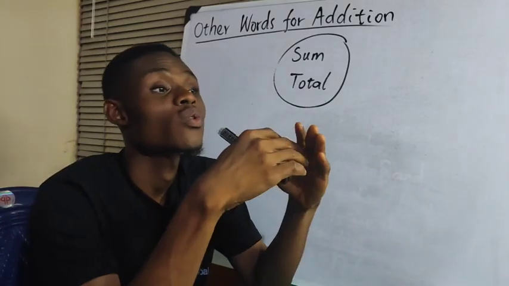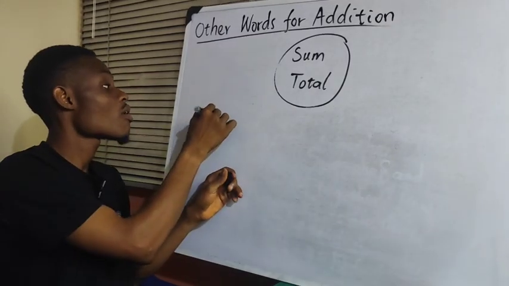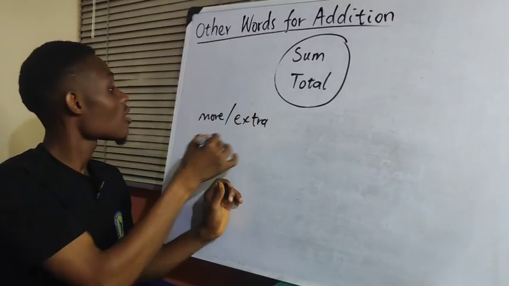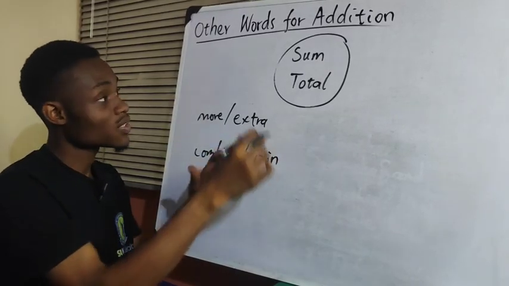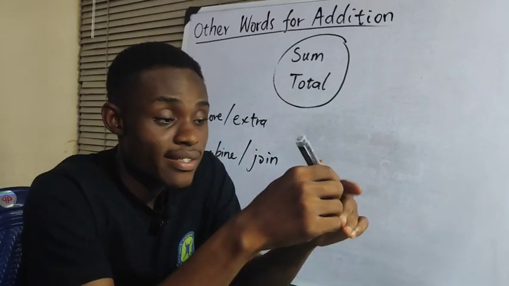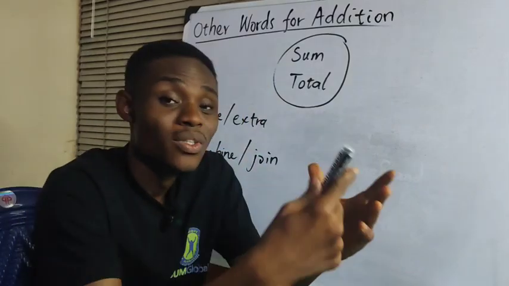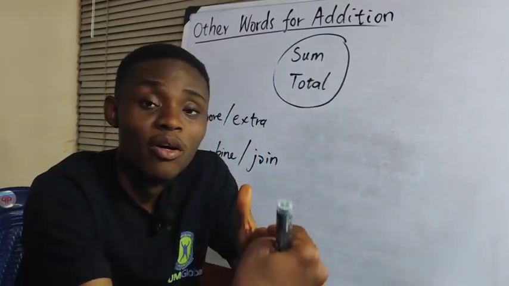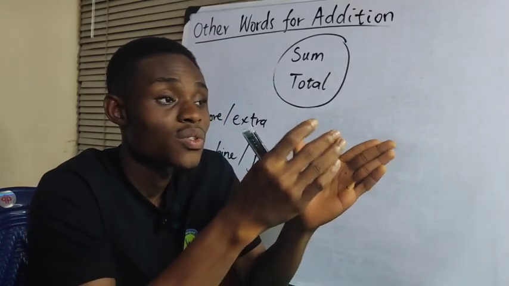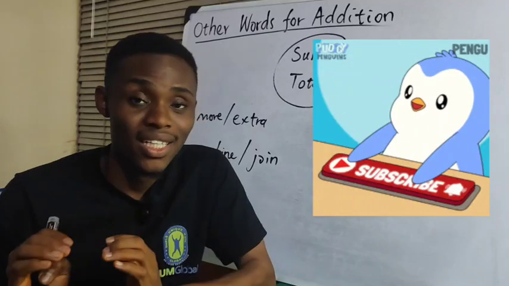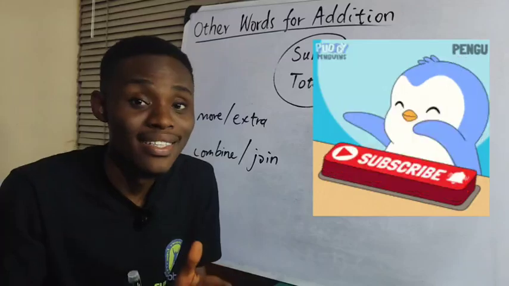The reason is because they behave the same way, okay? Just like the other ones I had before, more, extra, or combine, join. So sum or total still means the same thing in a question. So they are just saying what is the answer you will get when you add some numbers together. Okay? That's just it. Whether you use the word sum in a question or you use the word total in a question, it still means we should add and get a particular answer. They want to know the answer we will get.